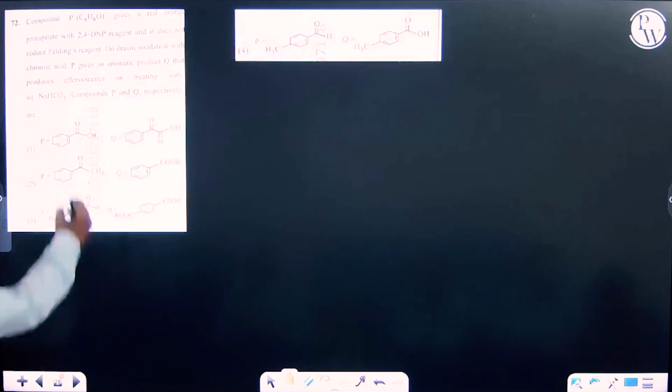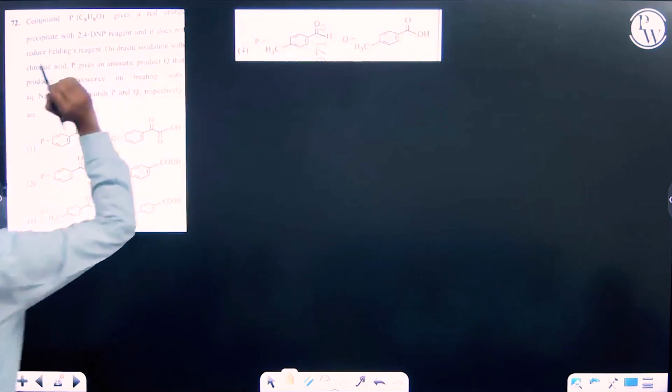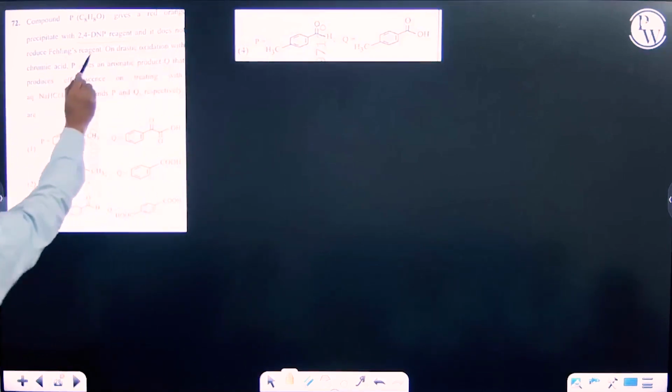This one compound gives a red-orange precipitate with 2,4-DNP. Immediately it is given 2,4-DNP red-orange precipitate, means there is a carbonyl group present in the molecule. And he also mentioned it does not reduce Fehling's reagent. Question is over. Those which do not reduce Fehling's solution, that is nothing but a ketone.